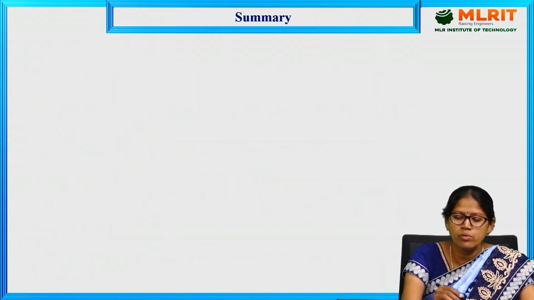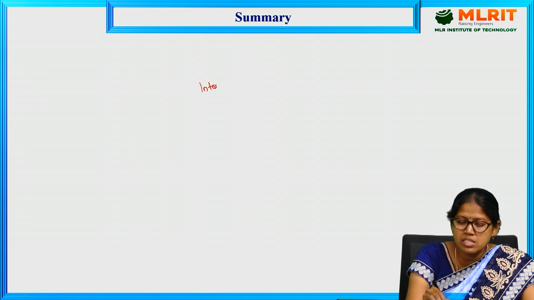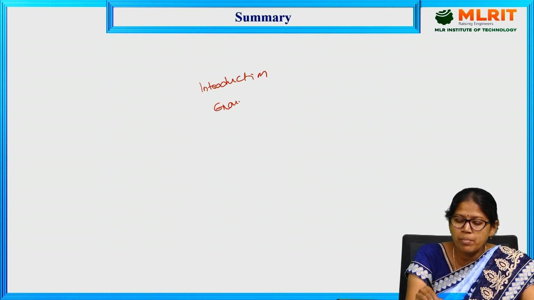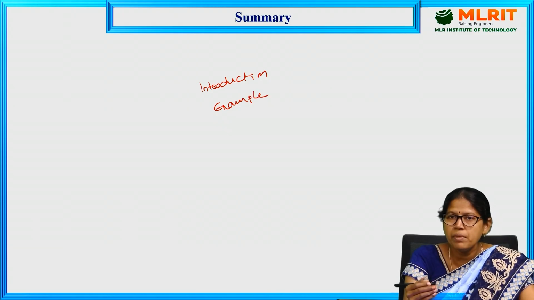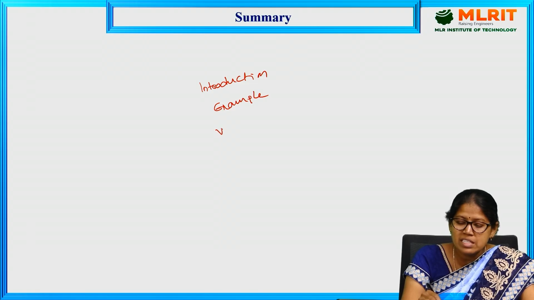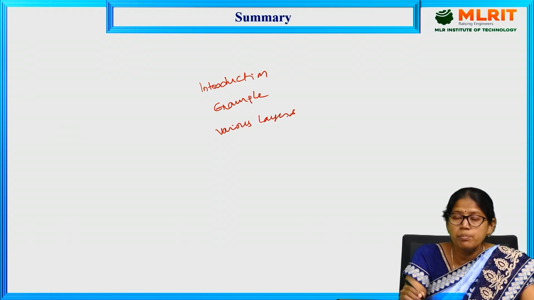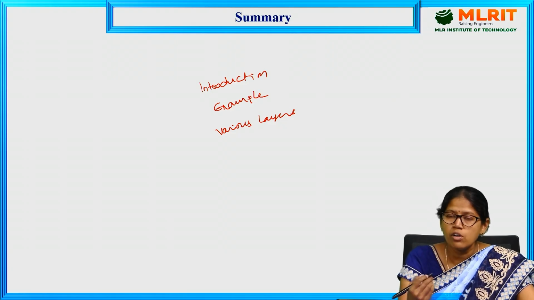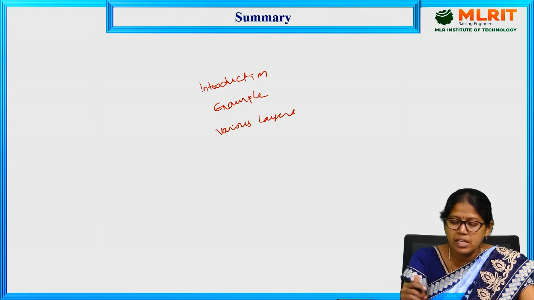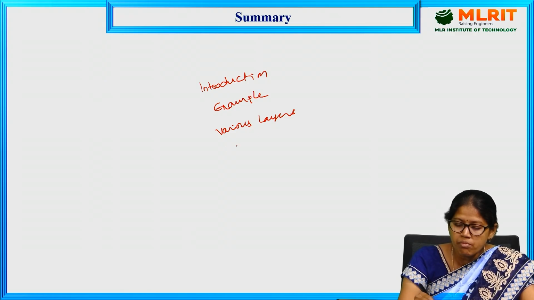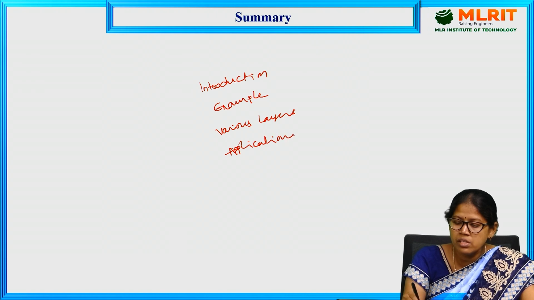In this session, we have seen the introduction, what is CNN, why we use CNN, and we have seen one example of how it learns the image. Next, the various layers: input layer, convolutional layer, output layer, dense layer, and pooling layer. We have seen the multiple layers. Next, applications. What are the different applications of CNN?